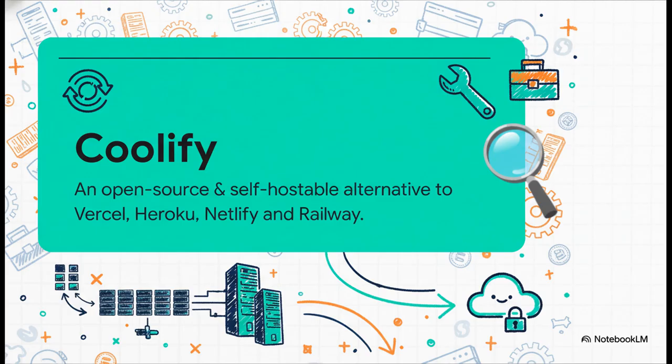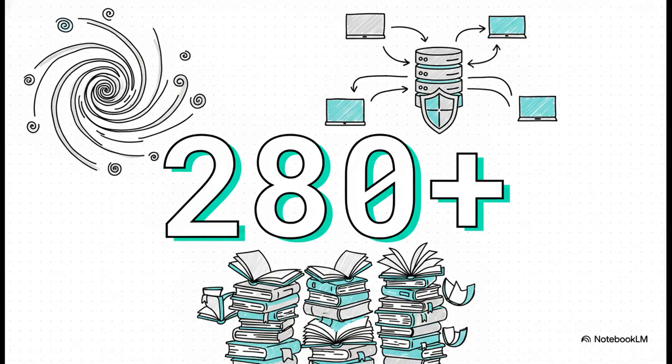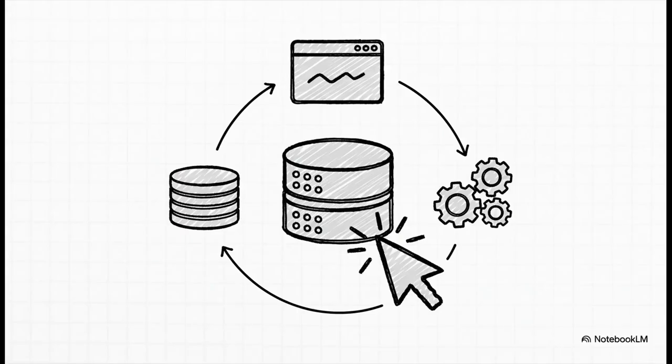It's built from the ground up to give you back control by making it super easy to deploy applications to your very own server. And you really start to see the power of Coolify when you see this number, over 280. Now, that's not just some random figure. It represents a massive, ready-to-go library of one-click services. Yeah, you heard that right.